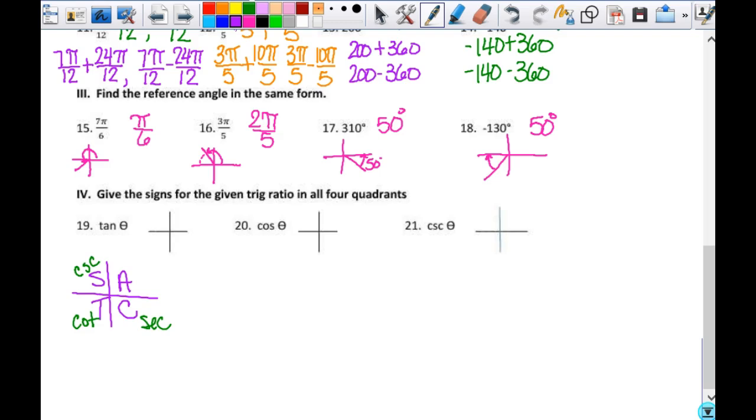So for tangent, I want to know, give the signs. Everything's positive here, and tangent is also positive here, which means these are negative. Cosine: everything's positive here, cosine is also positive in the fourth quadrant, which means it's negative here. Cosecant is the reciprocal of sine. So as far as the signage goes, that's what I'm concerned with. Everything's positive here, sine's positive here, things are negative there.